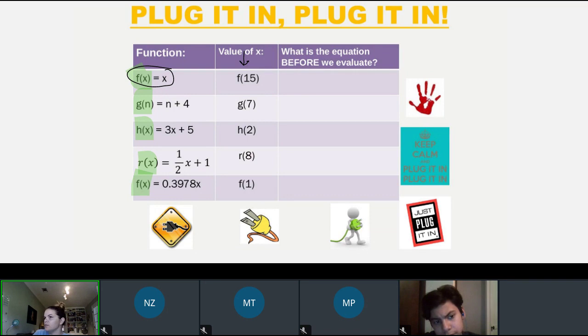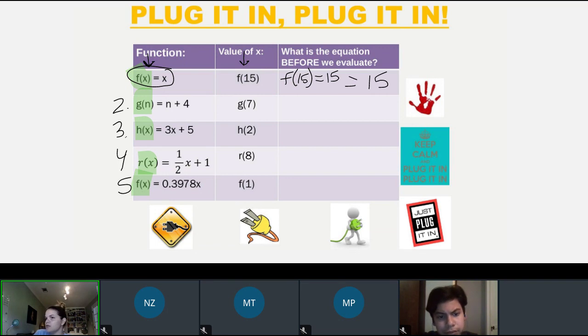So now what I'm doing is f of 15. So instead of putting an x, I put 15 in for x. So everywhere in my equation, I'm going to replace x with 15. This one is easy. It's saying whatever x is, that's what y is too. So this answer would be 15. It's not that easy always. It's almost never that easy. So let's look at this one. I'm going to call it number 2.